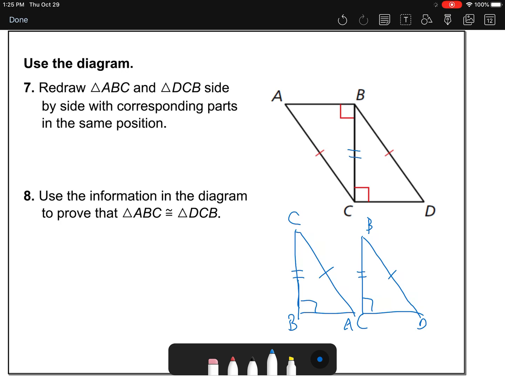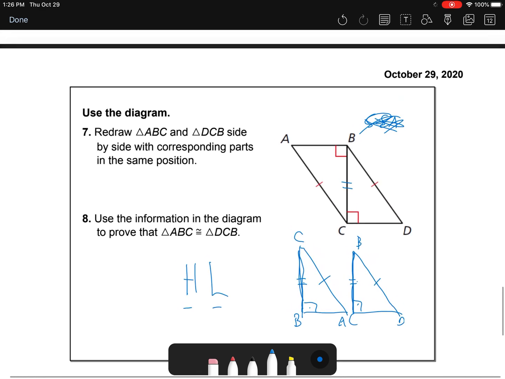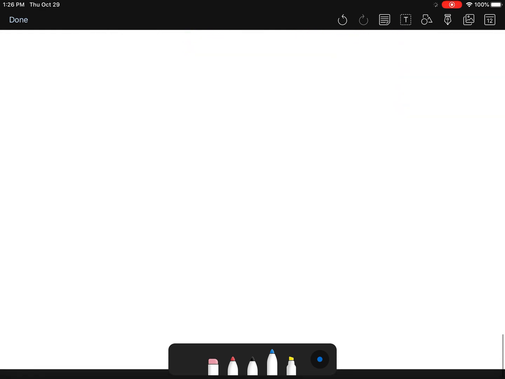Well, isn't BC congruent to CB? BC, CB? Are those triangles congruent then? Yes, by hypotenuse leg. Now, you may think side-side-angle would be the reason, but that does not work, okay? The only reason this works is because it's a hypotenuse and a leg. That is the only reason. So HL is what the reason is on that particular congruence statement.